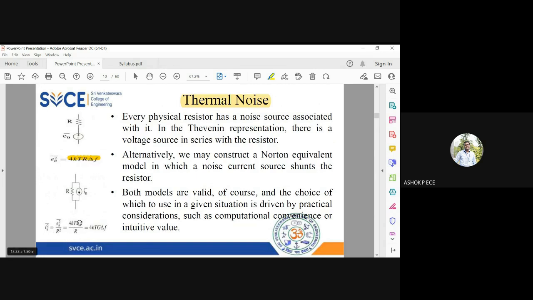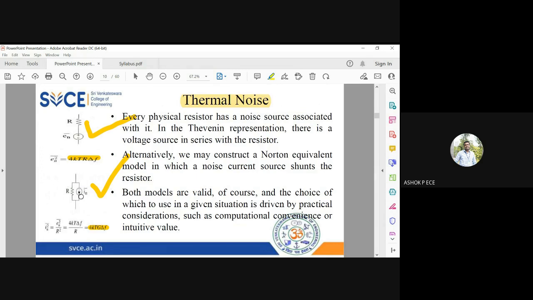So 4 kT delta F by R. You know 1 by R is given by conductance, capital G. So 4 kT G delta F. 1 by R becomes G. So either you can represent the thermal noise in terms of a Thevenin's equivalent circuit having a voltage source in series with a resistance, or you can represent thermal noise using a Norton's equivalent circuit. You are going to have a current source parallel to the resistance.